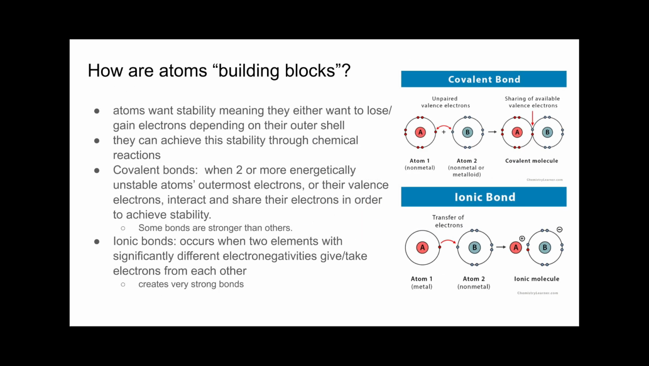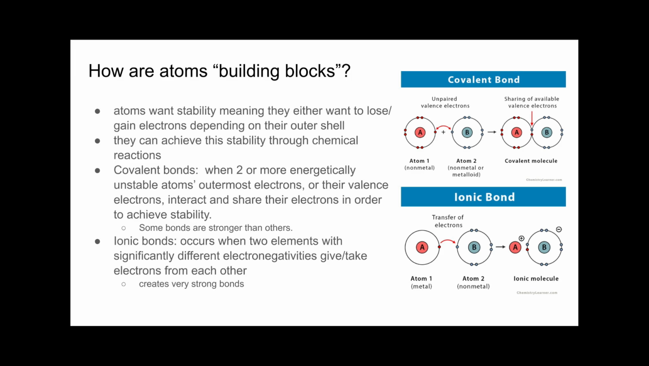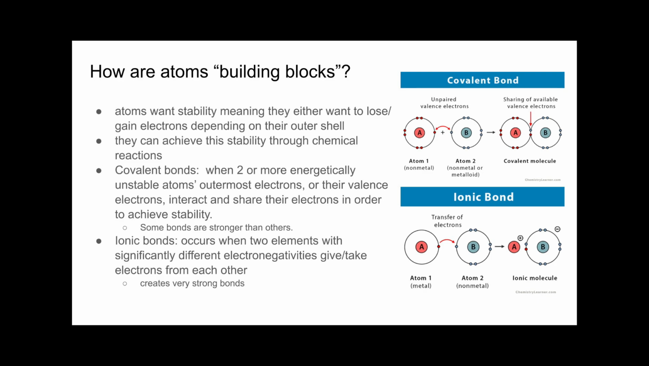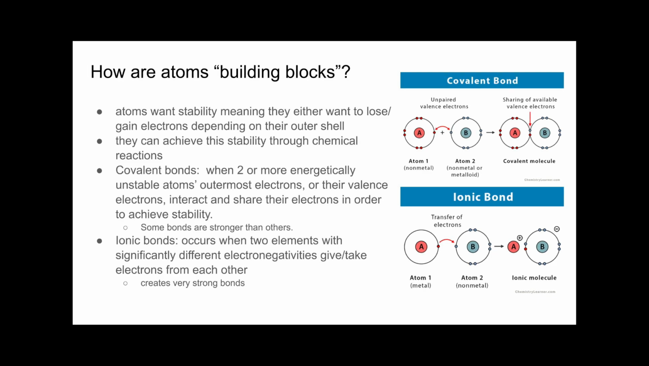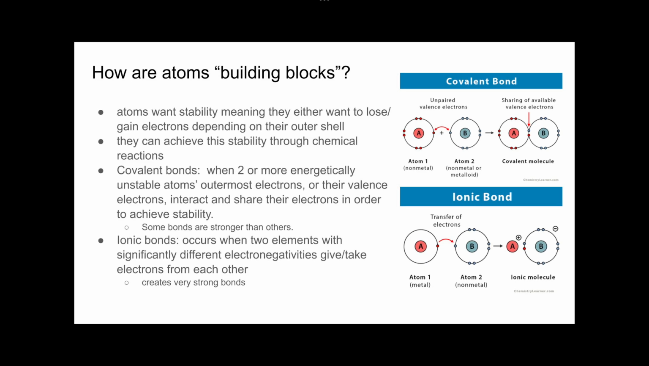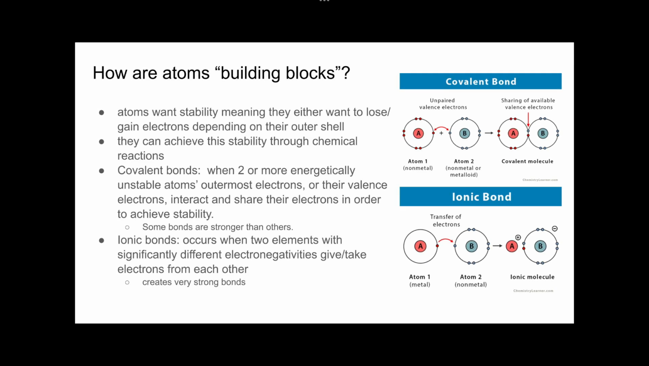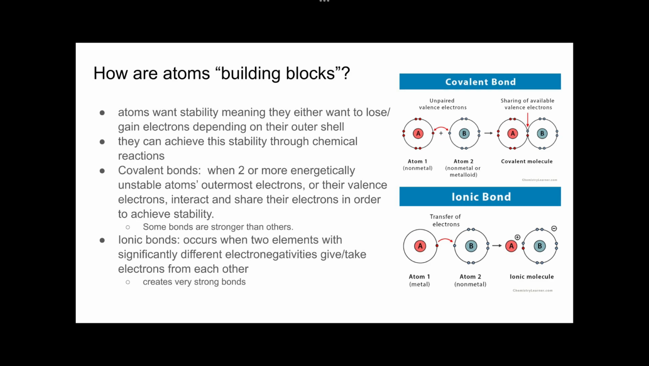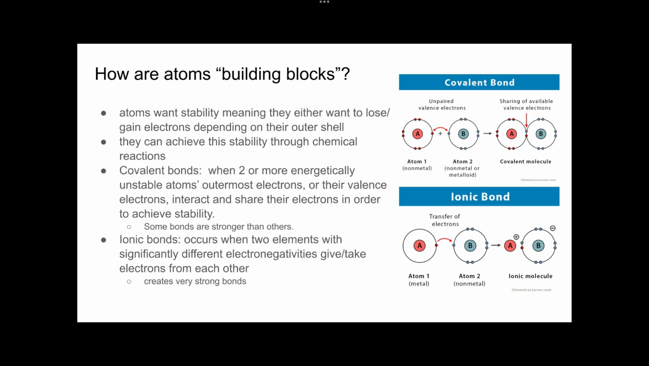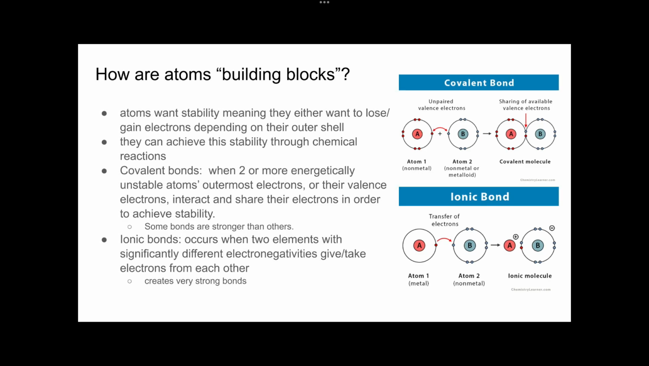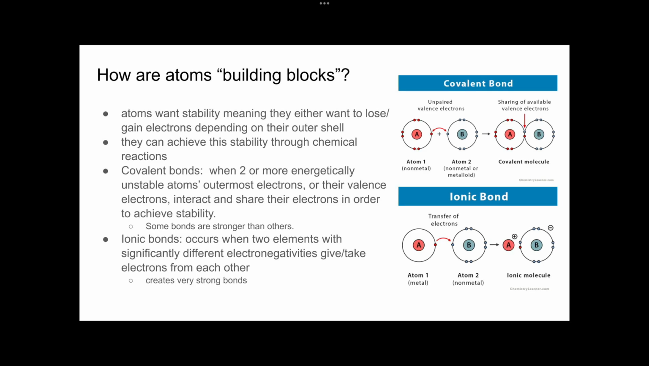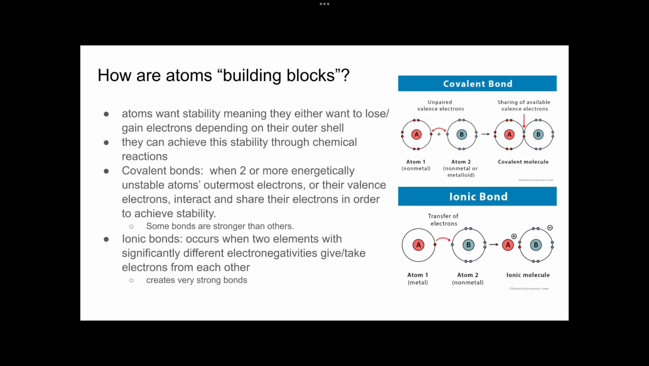So how are atoms building blocks? Well, atoms want stability, meaning they either want to lose or gain electrons depending on their outermost shell. They can achieve this stability through chemical reactions. One of these reactions are covalent bonds, which is when two or more energetically unstable atoms' outermost electrons, or their valence electrons, interact and share their electrons in order to achieve stability. Some of these bonds are stronger than others, give or take the atom. Ionic bonds occur when two elements with significantly different electrons give or take electrons from each other, and these bonds are very strong. It is through this process that we get different materials, like water.